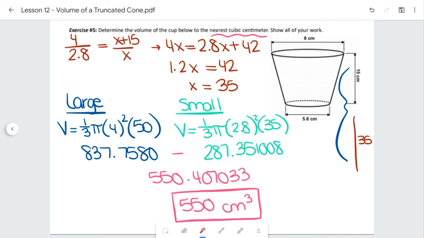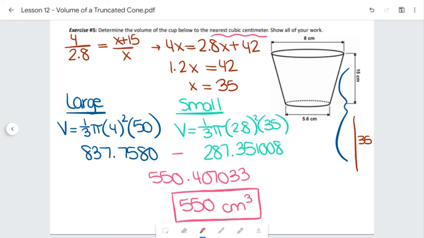So welcome back. If you went through and solved for the volume of the cup, first you had to do similarity. Now I used the radii, so I used 4 and I used 2.8. If you use the diameter, you would have gotten the same thing. So 8 and 5.6, they're going to be in similarity as well, because if you think about it, the radius and the diameter are similar because they're in that 2-to-1 ratio. So if you use the diameters, that's fine, as long as you didn't use the diameter in the volume formula itself.